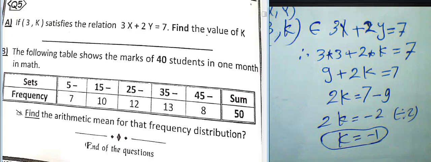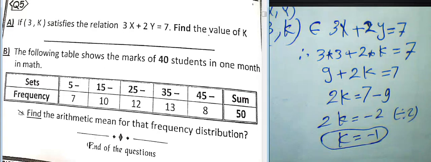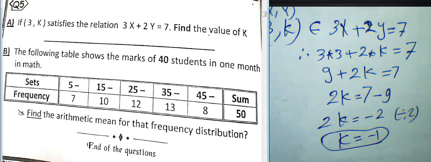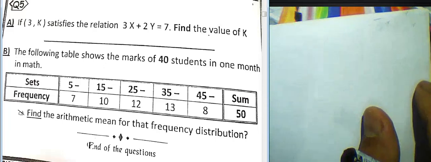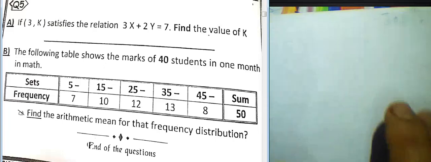Okay. Now we will solve question number 5, letter B. The following table shows the marks of 40 students in one month in the math exam. Okay, the marks of 40 students in the month. Set and frequency. Find the arithmetic mean for the frequency distribution.